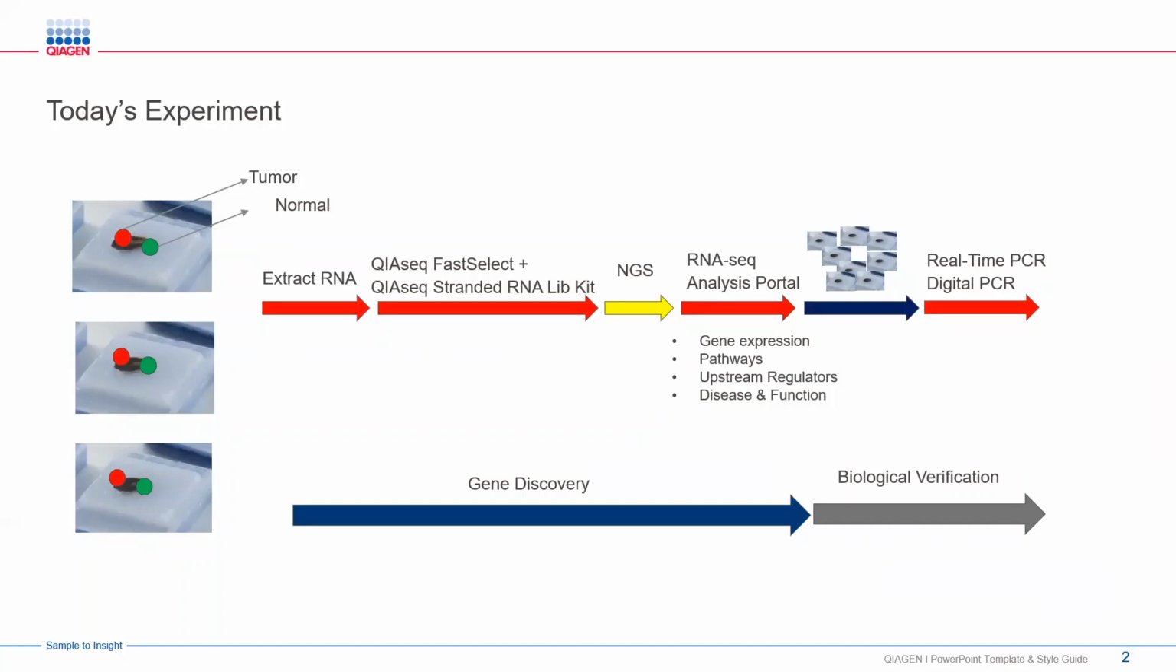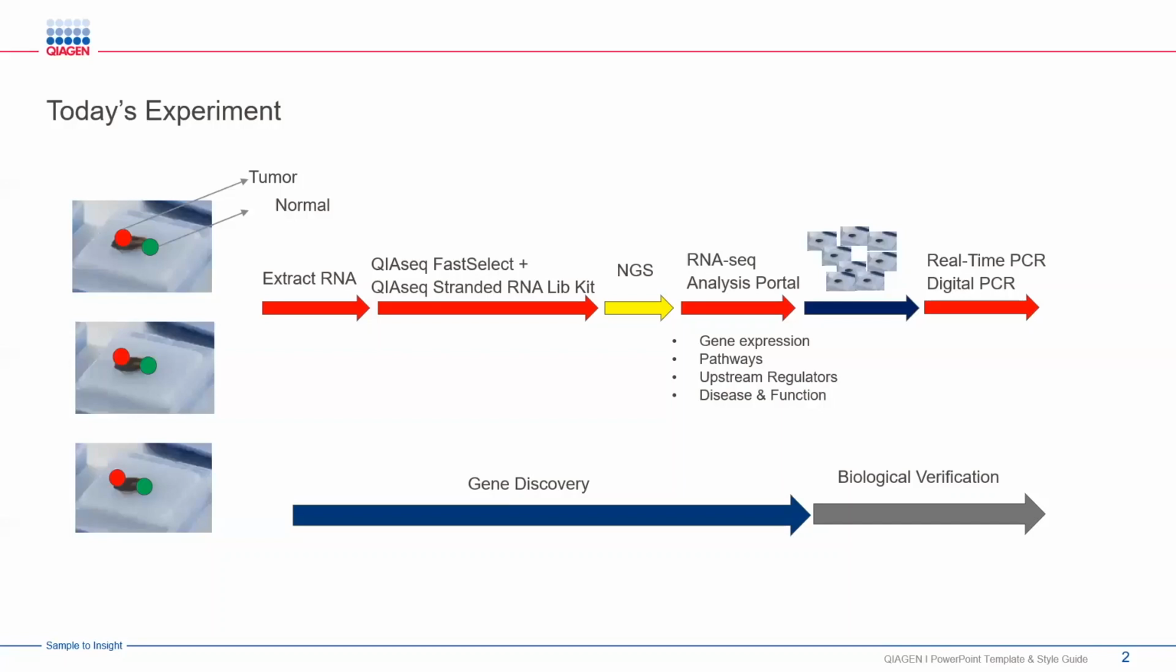And this is where we're going to take the FASTQ files and upload them into the RNA-seq analysis portal. We'll look at the differential gene expression, identify pathways, upstream regulators, and potential diseases and functions based on the gene expression signature. At this point, we will filter the data in order to develop a very important, highly relevant biomarker panel. We will look at the genes that are differentially expressed as well as the false discovery rate p-value in order to stratify our data points into the most important ones.